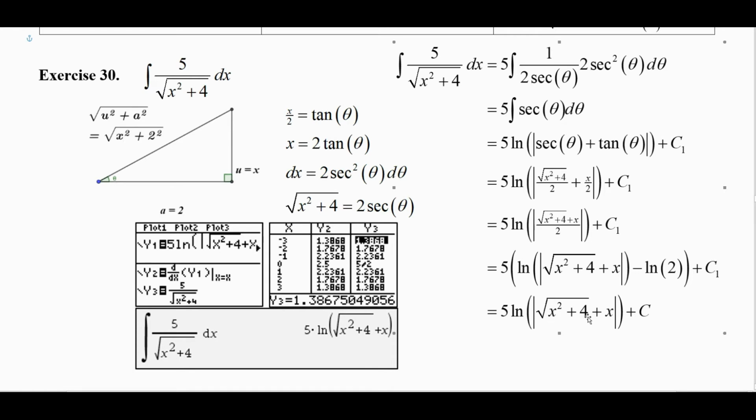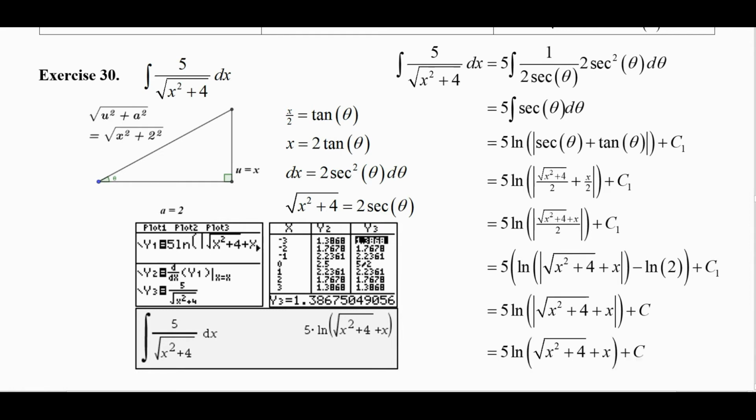The square root of x squared plus 4 is always going to be bigger than the absolute value of x. So when I add x to it, even if x is negative, you're going to get a positive number out of that. So yes, we can drop the absolute value here. You have to think about that though. It's a little bit tricky there to be sure that you can drop that absolute value. Okay, so we can get rid of the absolute value there.